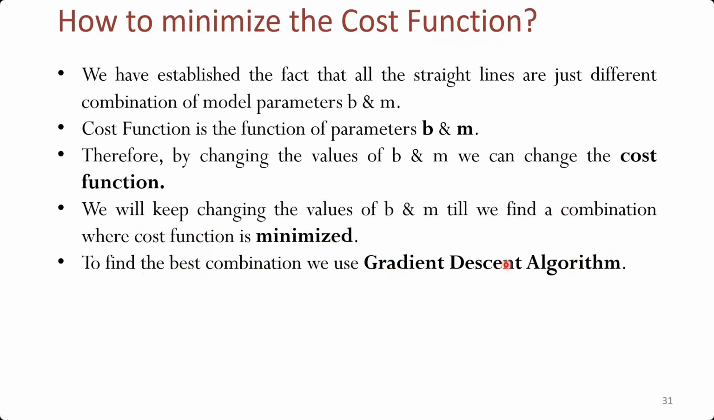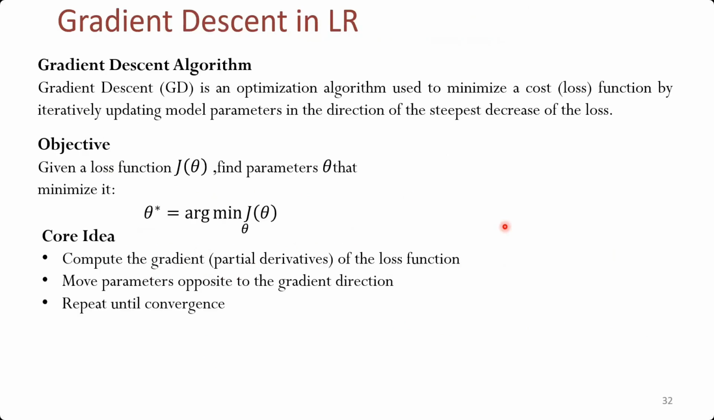It is one of the optimization techniques. The gradient descent algorithm is an optimization algorithm used to minimize the cost function by iteratively updating the model parameters in the direction of the steepest decrease of the loss. That means if the loss is decreasing, then we gradually change the parameter values in the same direction. And how to decide that direction is decided by the gradient.